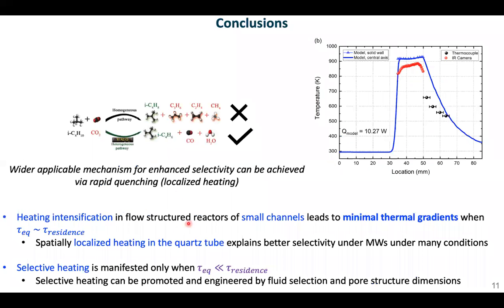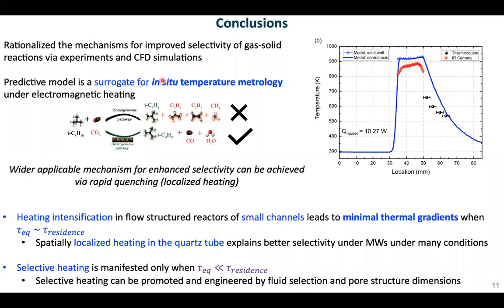So overall, we showed that the heat intensification in the small channels leads to minimal thermal gradients when the equilibrium thermal time constant and the residence time are of the same order of magnitude. And the localized heating is better suited to explain the increased selectivity that has been reported in literature in these cases. We also showed that there is opportunity to tailor the temperature gap using different fluids as well as the dimensions of the channel. So broadly speaking, we showed two things.